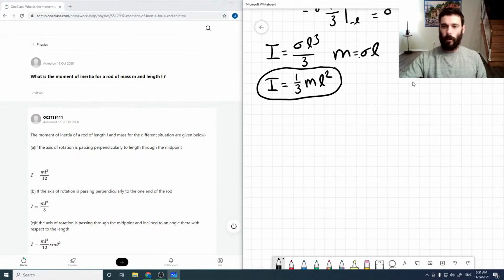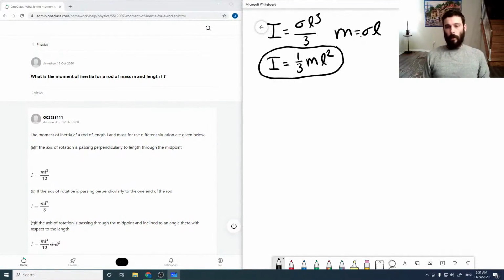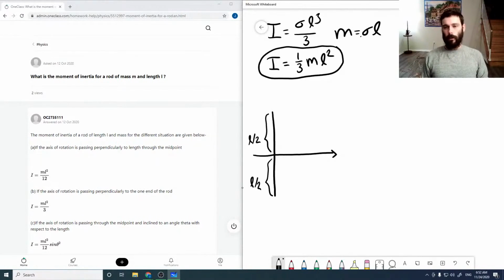We could also do it where the axis on the rod is right through the center, and so then that's L over 2, and that's L over 2. The problem is fairly similar, so again, we would do the integral of r squared dm. dm would still be sigma dr. So this would be the integral of r squared sigma dr, but now the integration limit would be minus L over 2 to L over 2.